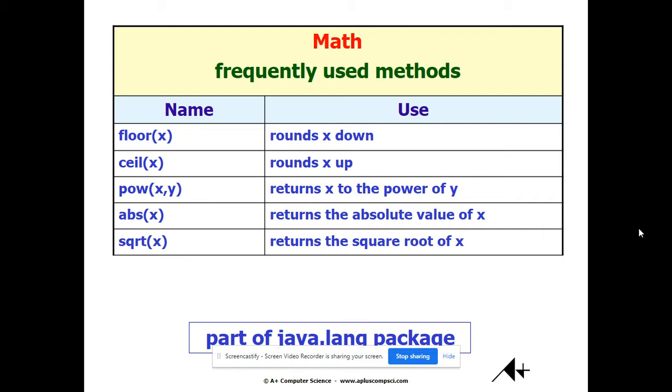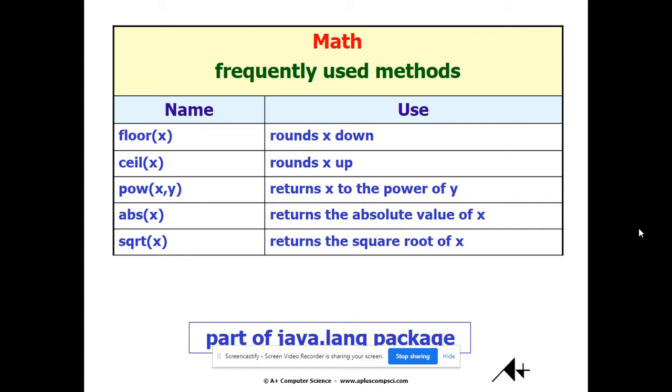And the floor takes the number and it just rounds it down. So if you have 10.2 and you use the floor method, it's going to change it to 10. If you have 10.4, it's going to change it to 10. If you had 10.9, it's still going to round it down to 10 because floor always rounds it down.